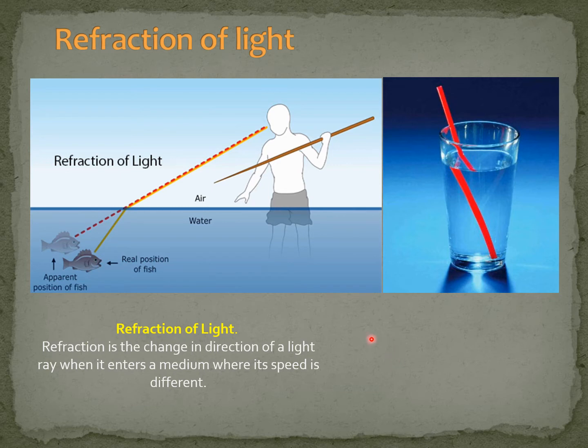This is a phenomenon that we observe every day, more often than we care to think. For example, if you look into a glass of water with a straw inside, it will look as if the straw is broken at the boundary, when in fact we all know that it's not the truth. So refraction happens only at the boundary.